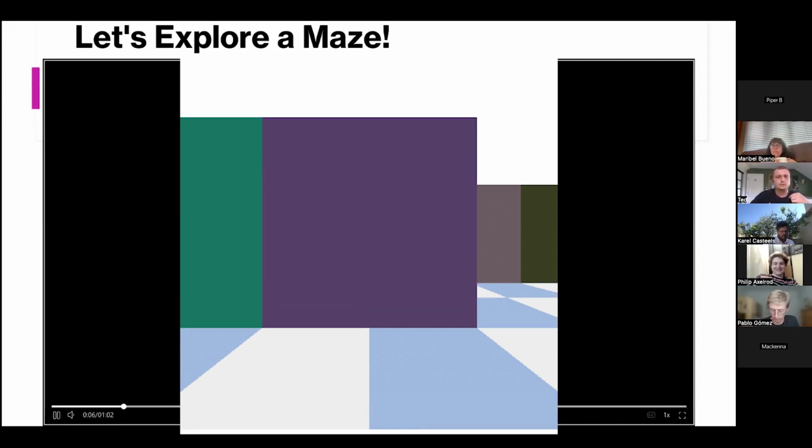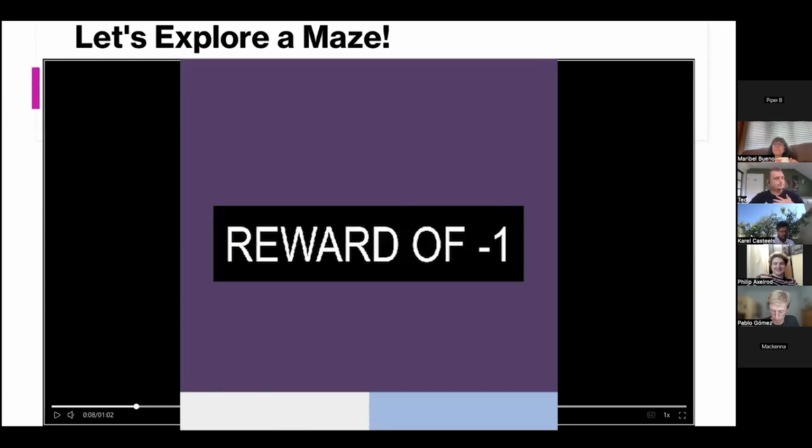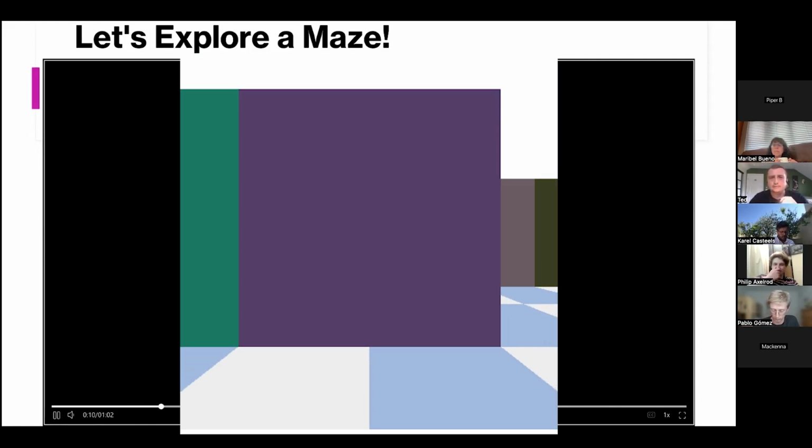What happens if we go forward? Oh, it looks like we bonked against a wall. We bonked against a wall, and we didn't like it. We got a reward of -1. We don't like bouncing off of walls. So let's try going to the left.